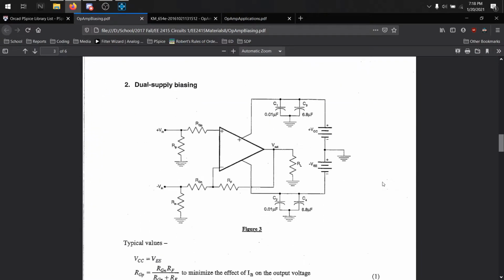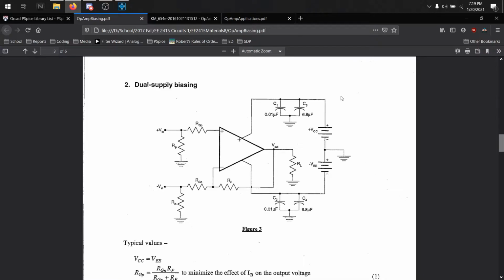Okay, do you understand dual supply biasing? No, I don't really remember this. Okay, this was the older way of doing op amps. It's still viable, but with new technologies, you don't want two batteries. Two batteries cost double the price of one battery.